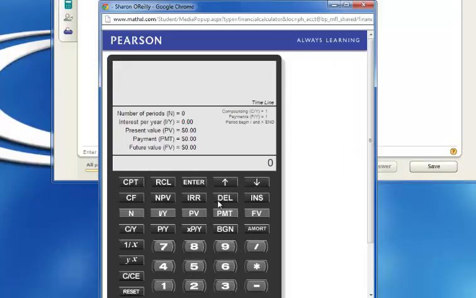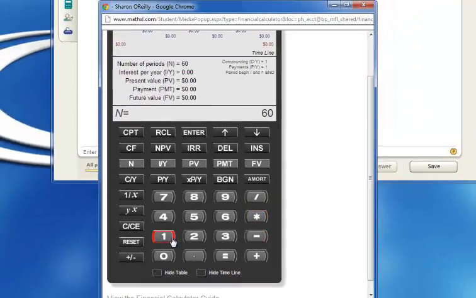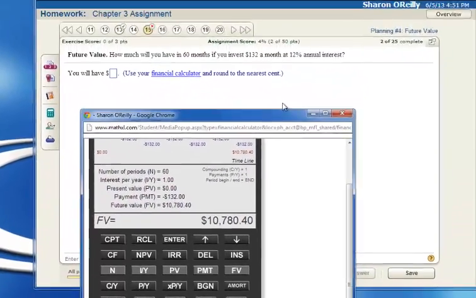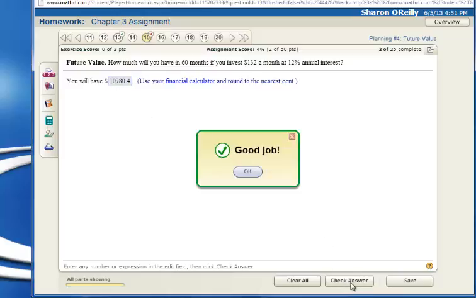Calculator again. 60 months. 60 is N. $132 a month. 132 minus, that's my payment. 12% annual interest. 12% divided by 12 months would be 1% per month. So 1 is my interest. I double check my numbers here. Then I compute future value. 10,780.40. Check my answer. Good job.